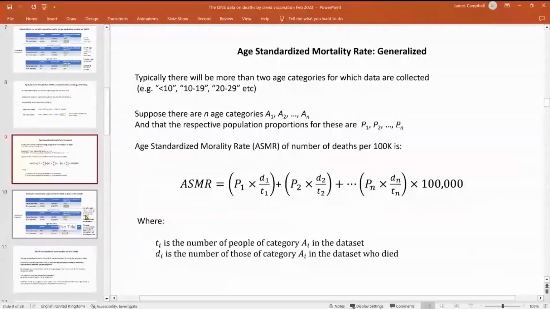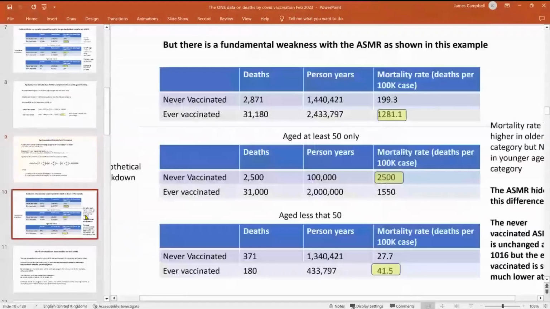Now, to be fair, the ONS do give us the age categories, but they give us very broad age categories, much broader than what are used in their formula. We know in their formula they use age categories with 5-year differences, whereas they give us ones that are mostly 10, and they don't give us any breakdown below, I think, the age of 39.